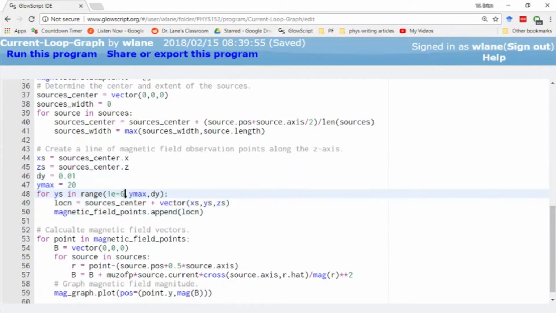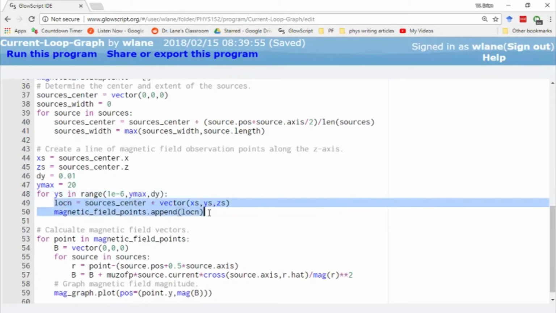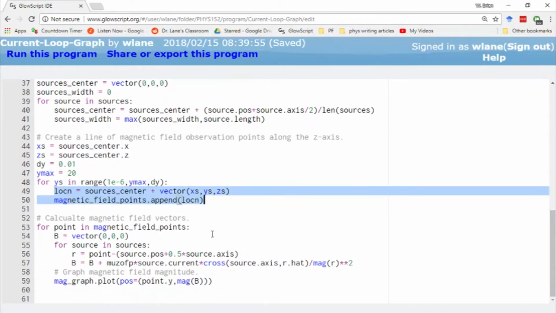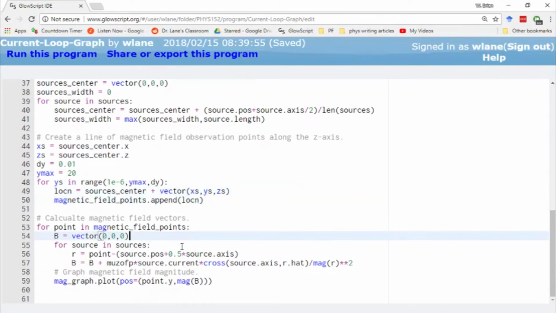Actually, we're not going to go quite all the way to 0. We're going to go to 10 to the minus 6 so that if we need to, we can go to a logarithmic scale on the horizontal axis. You cannot have a 0 or a negative in the data set for a log scale. And so here we're setting our locations up. We've got our xs, ys, zs. So basically the x and z are kept constant, and the y is going to move up along the y axis. And then here we calculate the magnetic field.